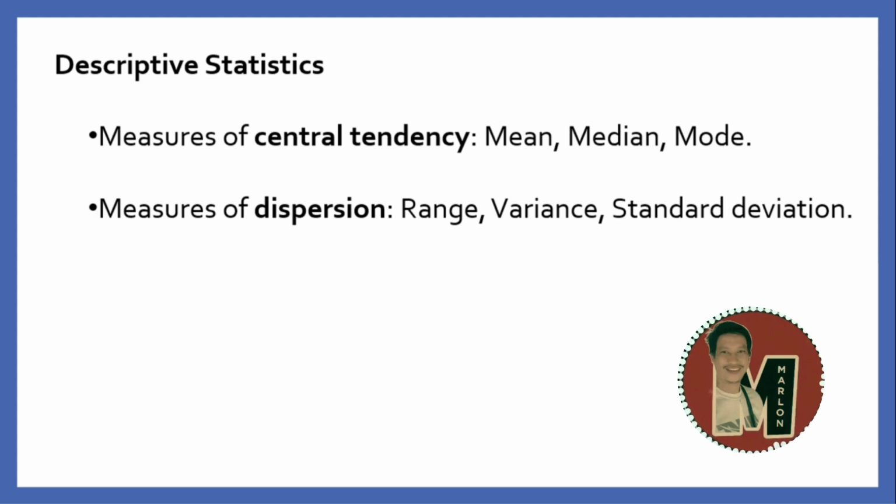Variance and standard deviation measure how much the data points differ from the mean. A higher value indicates more variability in the data.